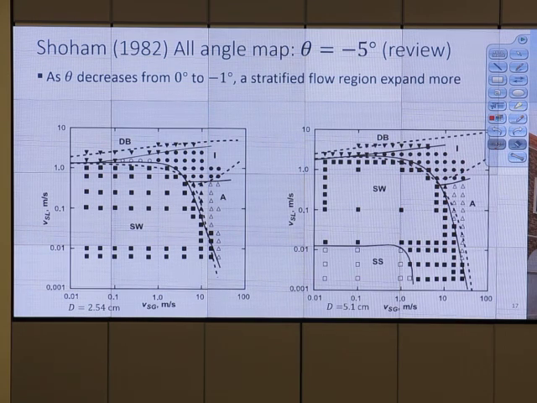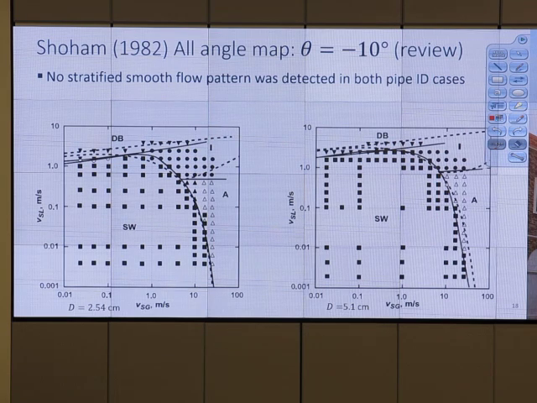So at -10, stratified smooth is gone forever. No stratified smooth anymore. So naturally, what are the forces that we compare to get the stratified wavy region? When they derived it, based on which forces?